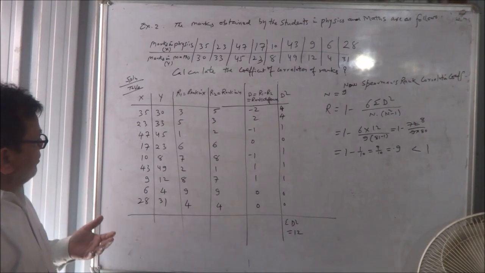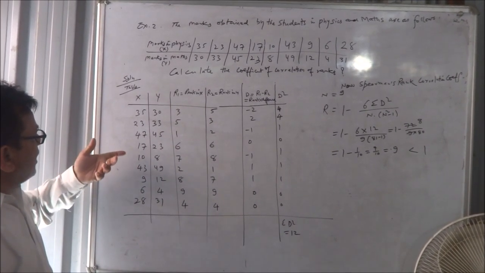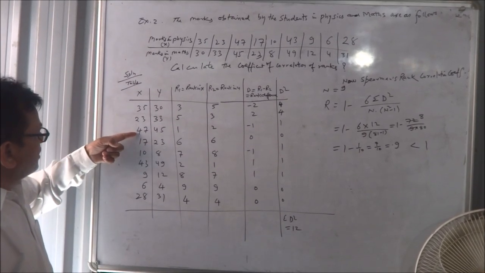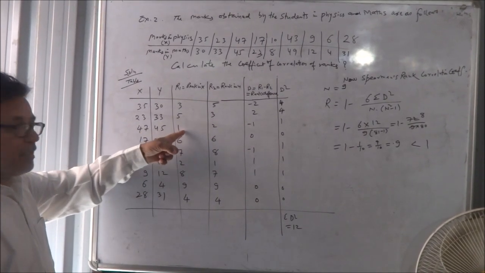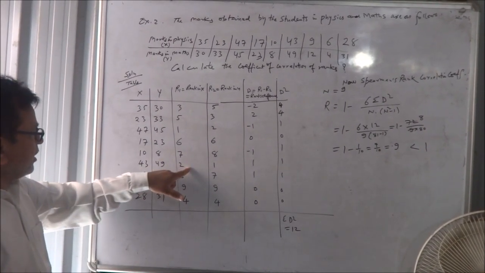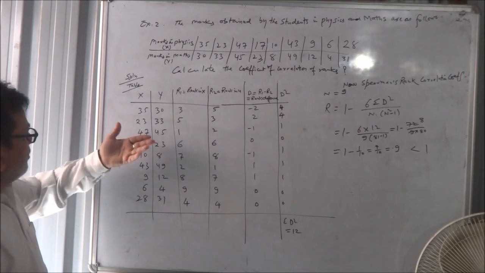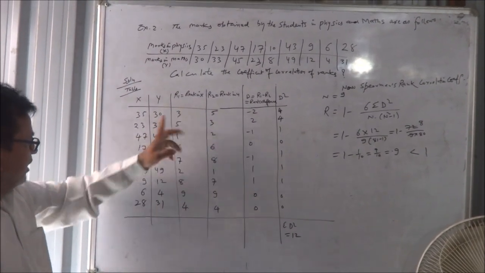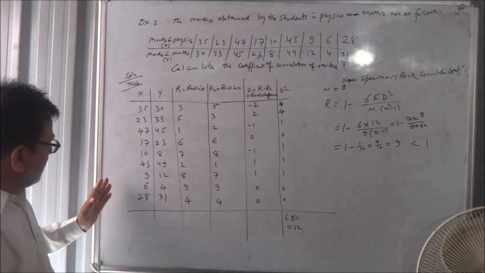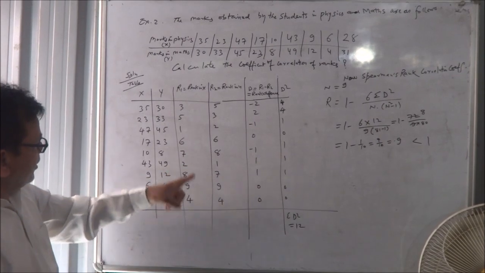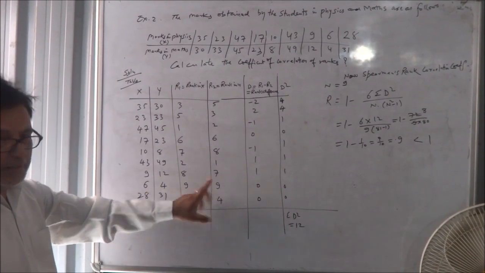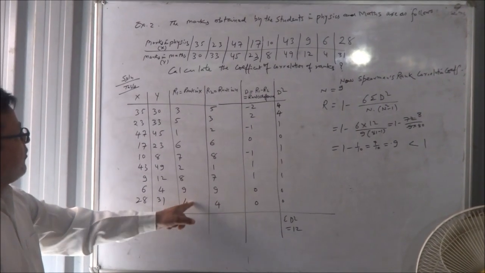The student who has scored the maximum marks in X, the maximum being 47, will be given first rank, and the next is 43, who will be given second, and then after that 35, this is 3. For the last one, the number of students is 9, so the last rank will be 9. 6 is the minimum marks obtained by a student, so this will be given 9 here.